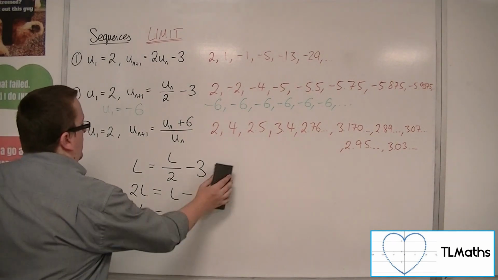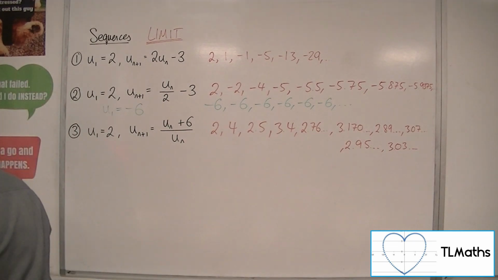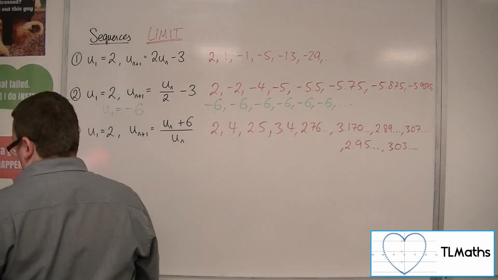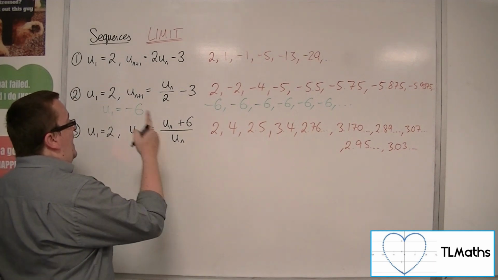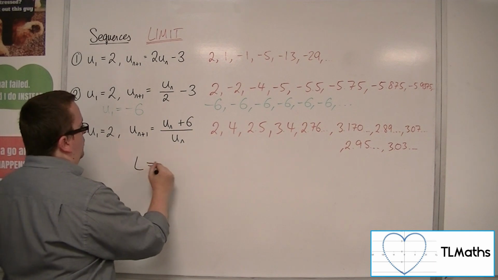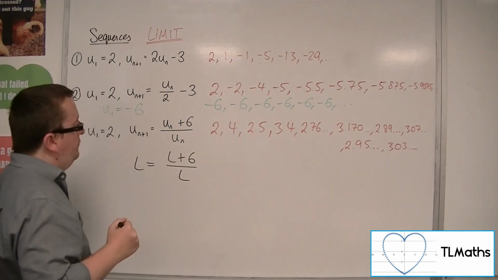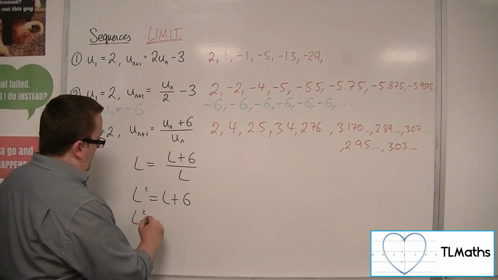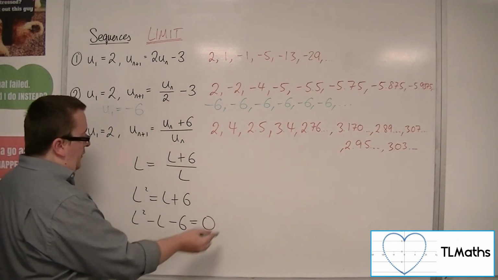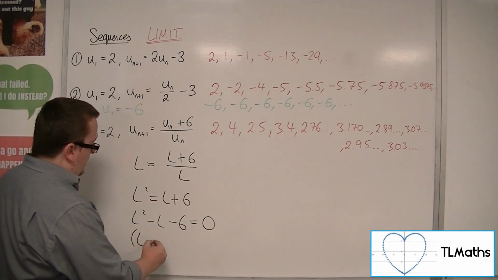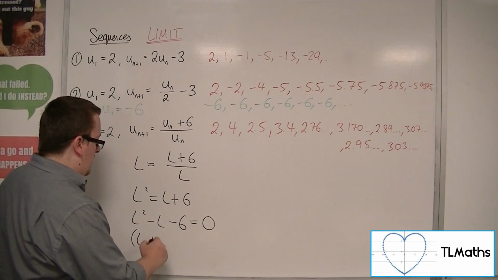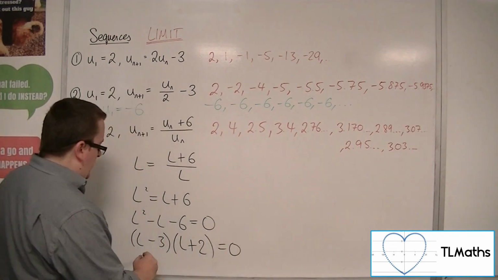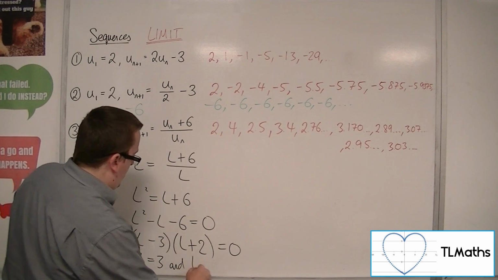Now, that method worked for number two. Will it work for number three? So what we're going to do is replace the un and the un plus one with L. So we've got L equals L plus six over L. If I multiply both sides by L, I get L squared equals L plus 6. So L squared minus L minus 6 is 0. Here's a quadratic equation. So I could factorise that to get L minus 3, sorry, L plus 2. And that's giving us L equals 3 and L equals minus 2.